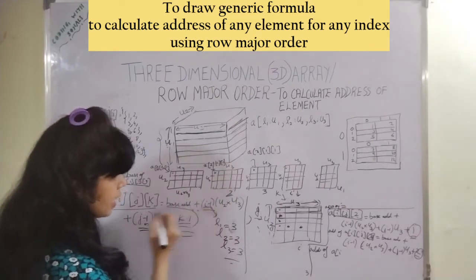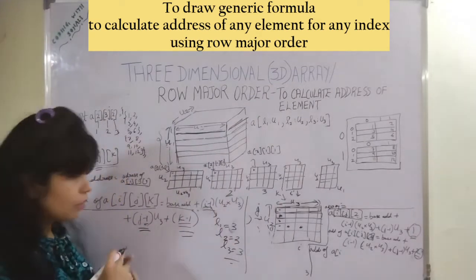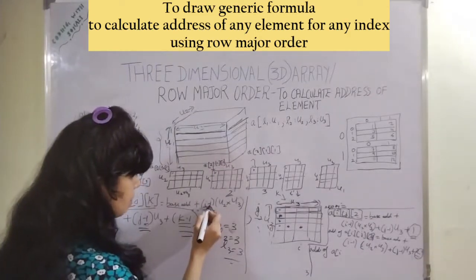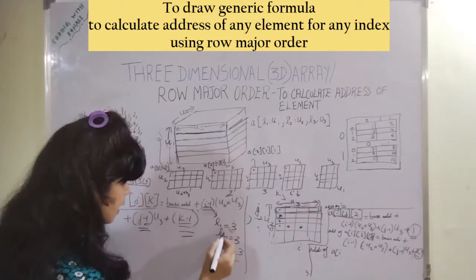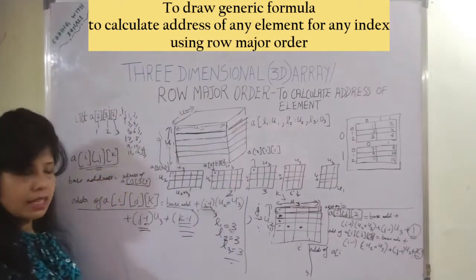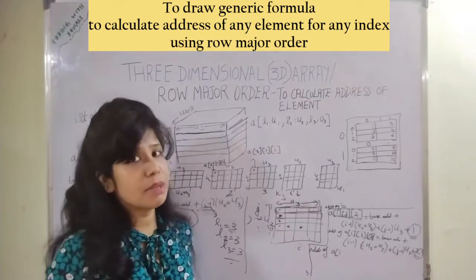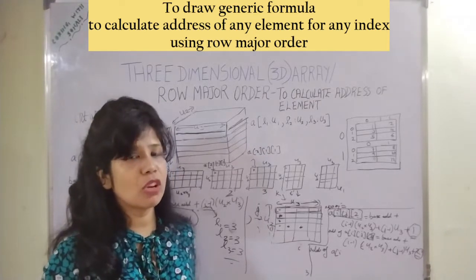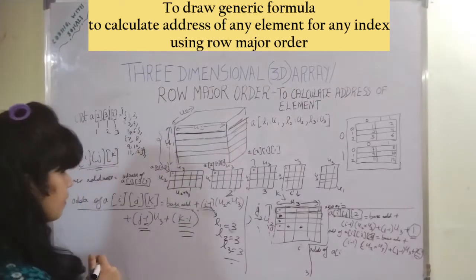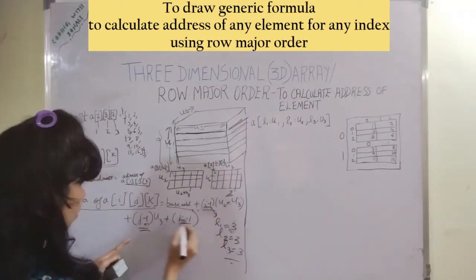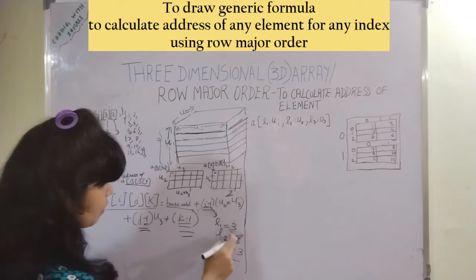Instead of subtracting 1, if I have to make the formula generic, then I can simply replace this 1 by L1, L2 and L3. Because we don't know where the indexing starts. Indexing can be starting from 0, or it can be 1, or it can be 2, or it can be 3. The modification is that instead of subtracting 1 from i and j, I can simply subtract L1, L2 and L3.